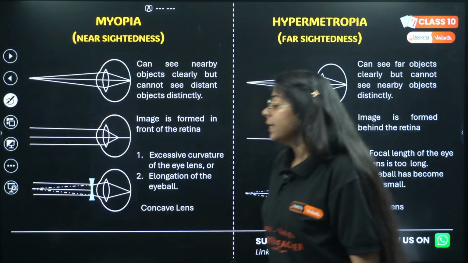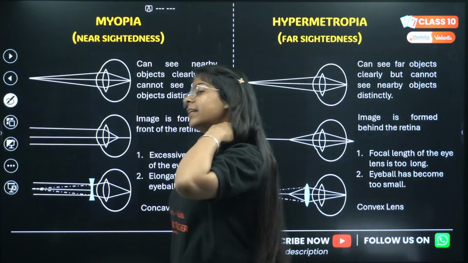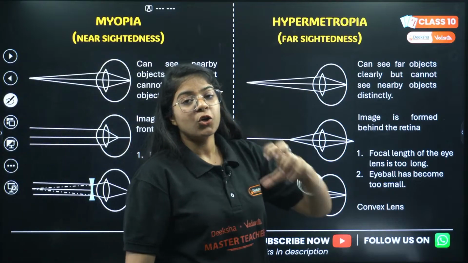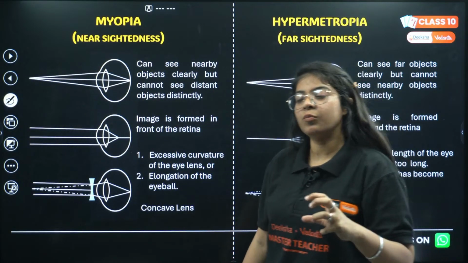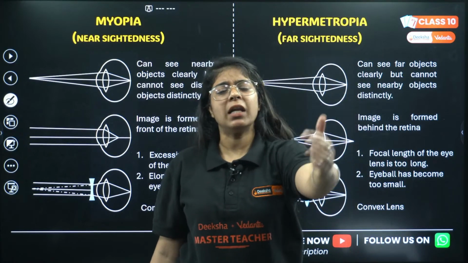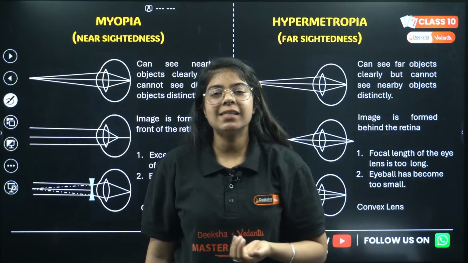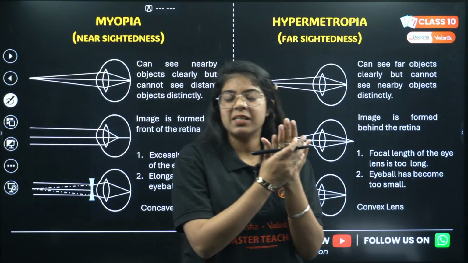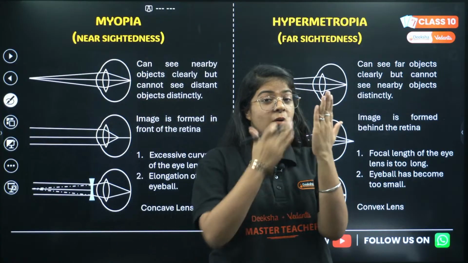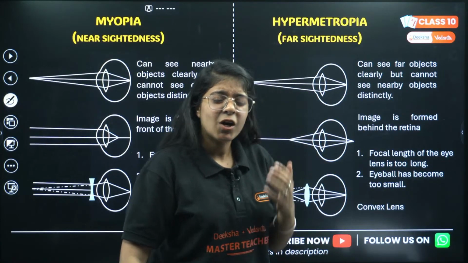Next we are on the defects of our eye. For a normal, correct human eye, a human can see objects clearly up till infinity, and it can see objects clearly up till 25 centimeter. If you place an object at 20 centimeter from the eye lens, you won't be able to see.